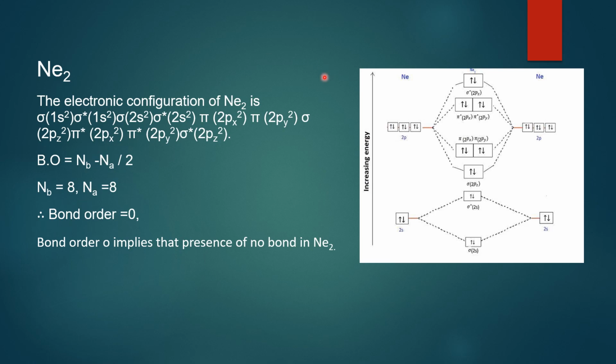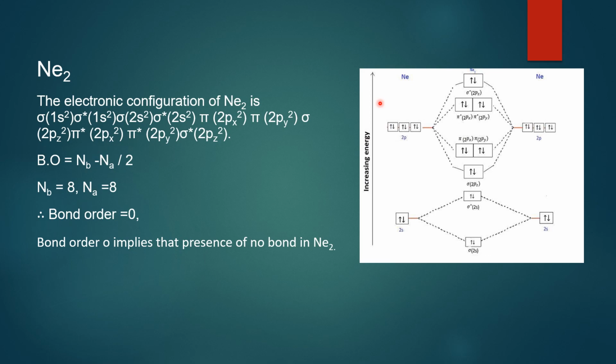Each neon atom carries 10 electrons, and its electronic configuration is 1s2, 2s2, 2p6. All the atomic orbitals of each neon are fully occupied. On either side of the atomic orbitals, you write the molecular orbitals at the central position. Each neon has 10 electrons, so 10 plus 10, a total of 20 electrons, are located in the bonding and anti-bonding molecular orbitals of the Ne2 molecule. All the electrons get paired up, so there are no unpaired electrons in the Ne2 molecule.